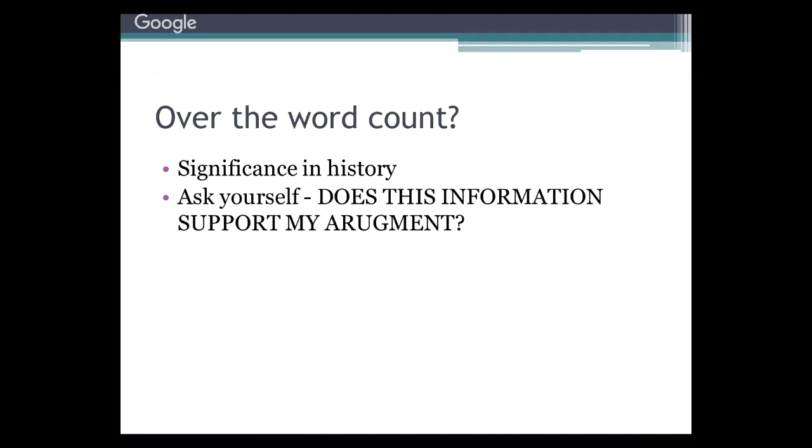If you're seeing that you're running over in one section, but you haven't talked about long-term impact yet, go through your other parts of your paper and ask, does it prove significance? Does it support my argument? If it doesn't, you can likely remove it.